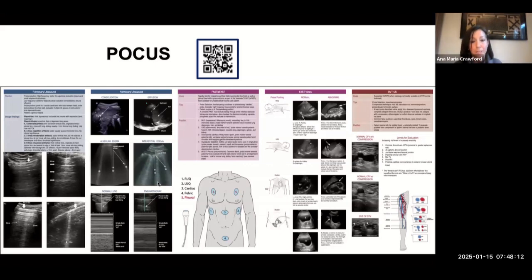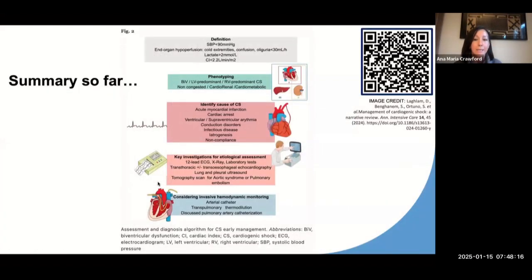I encourage all of you to download it when you can using that QR code. And again, we will put this on the Learning Resource Center as well, so you can access it there as well.